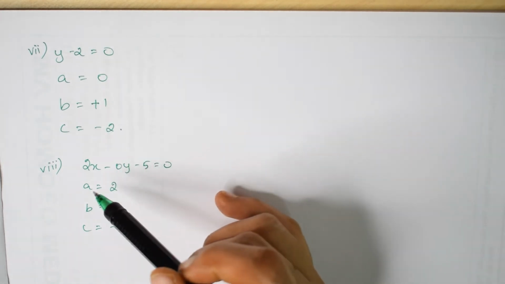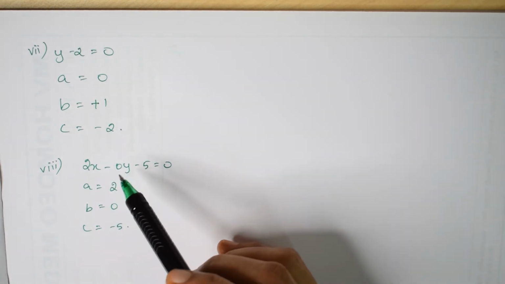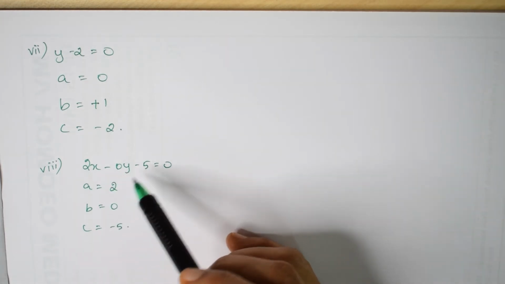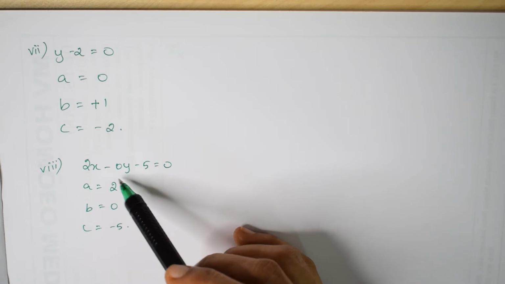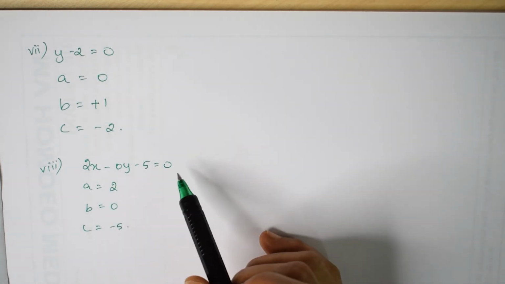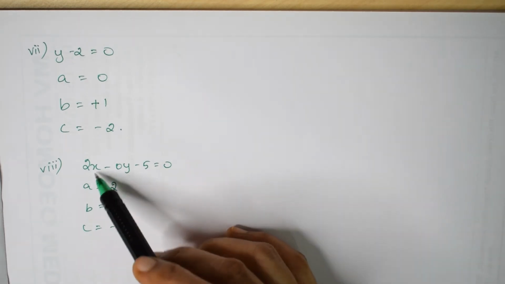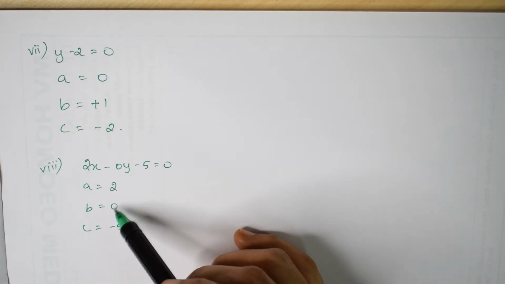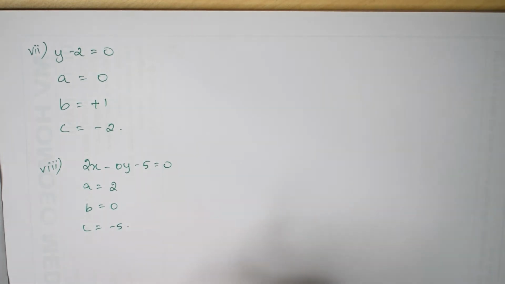Okay, then in the eighth sum, the equation given is 5 is equal to 2x. It means 2x minus 0y, since y's coefficient is 0, and when the 5 comes towards the x side, it becomes minus 5 again, and so A's value is 2 and B's value is 0 and C's value is minus 5. Okay, it's just a simple thing.